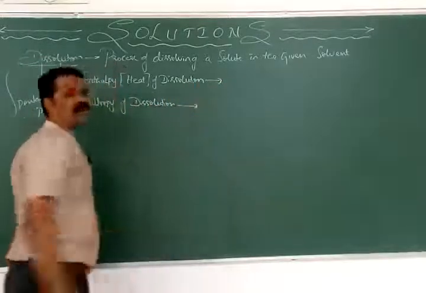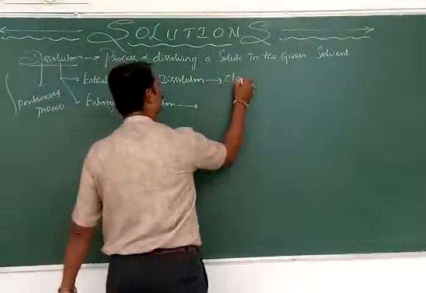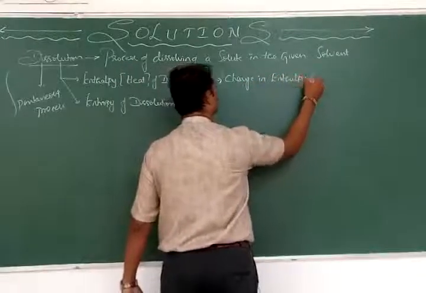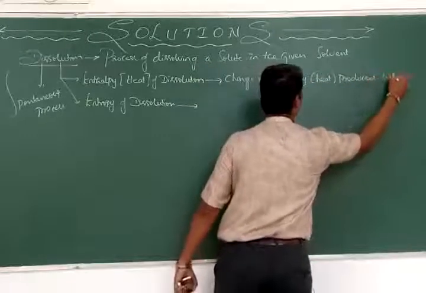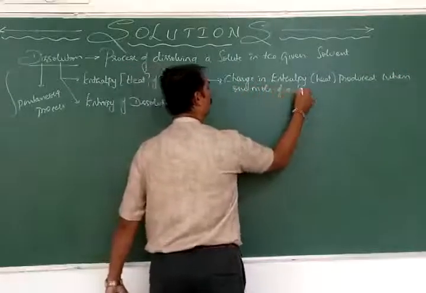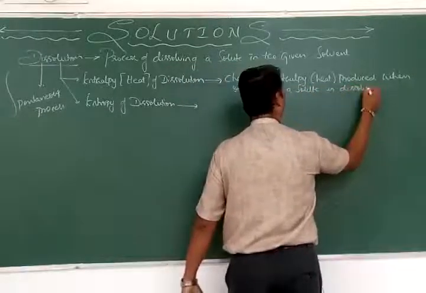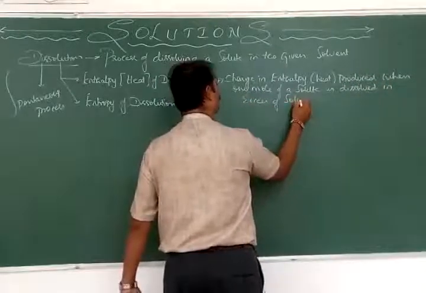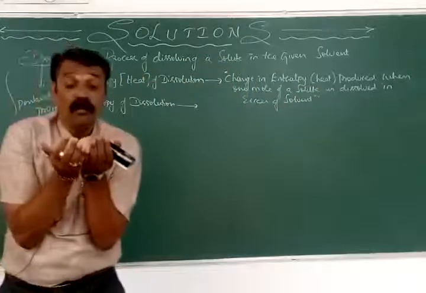So here, the definition that we have mentioned first: it is the change in enthalpy. Enthalpy is also called heat. It is the heat produced when 1 mole of a solute is dissolved in excess of solvent. The pure solvent. You have to take 1 mole of the solute.